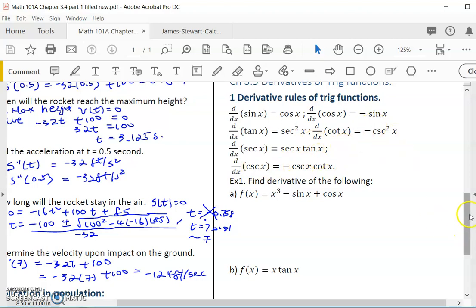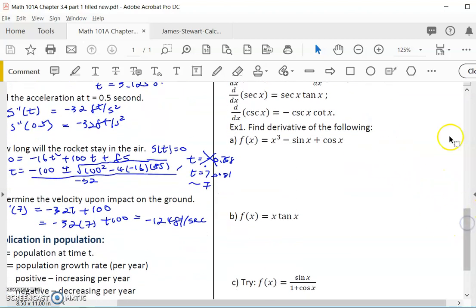Now after we look at all these rules, let's do derivatives of these. First, find the derivative of f of x if it is x cubed minus sine x plus cosine x.